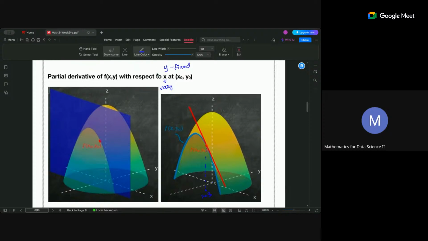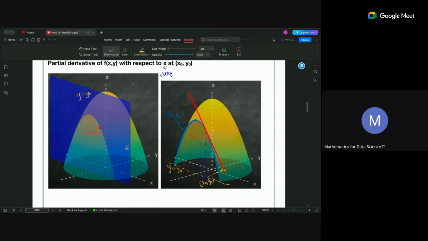Maybe I use a different color. So this point is your x naught comma y naught. Okay. So this is your x naught. Approximately I am trying to do. And this plane, whatever is here, is nothing but the plane y equal to y naught, this blue plane. So your y is fixed. It is the fixed value. The value is y naught. Now only your x is changing.